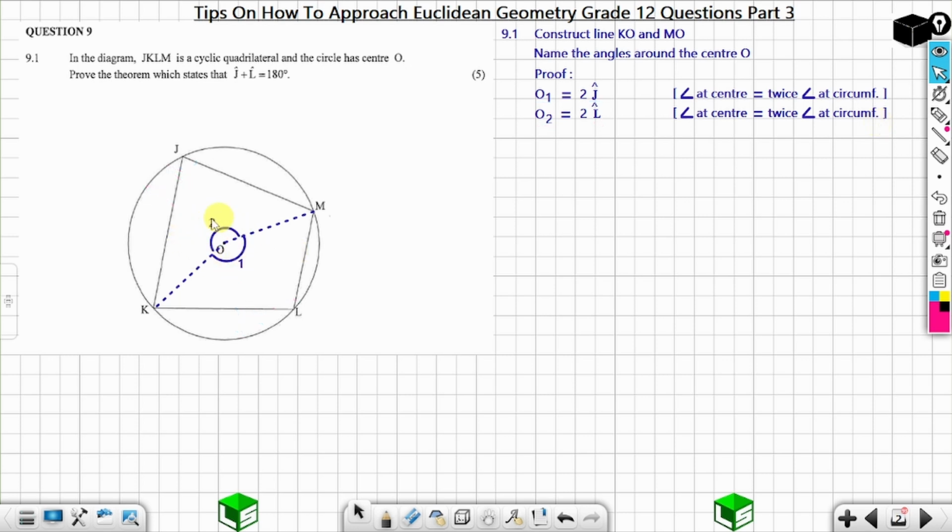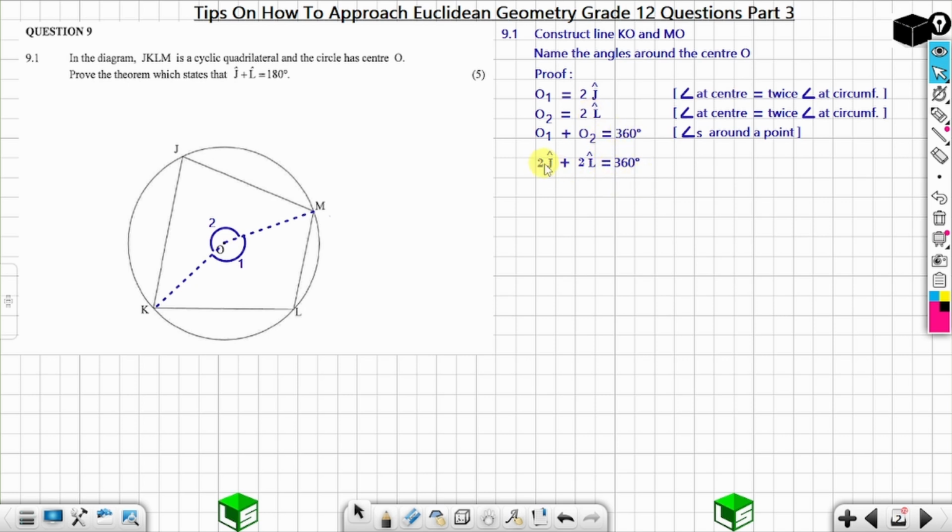Now we are going to focus at the center. So you have angle O1 plus angle O2. This is equal to 360 degrees. The reason is angles around a point. So O1 is equal to 2J, plus O2, which is equal to 2L. This is equal to 360 degrees.